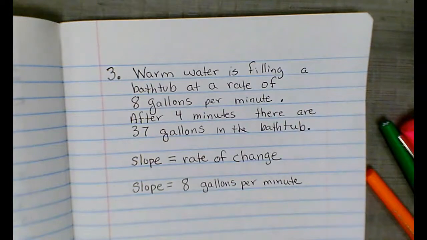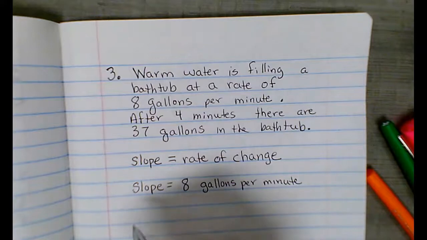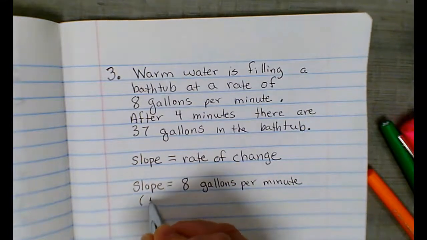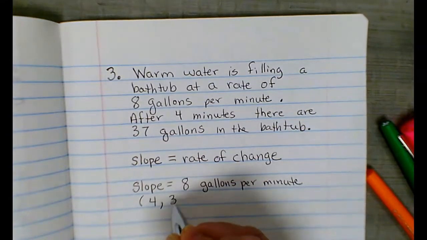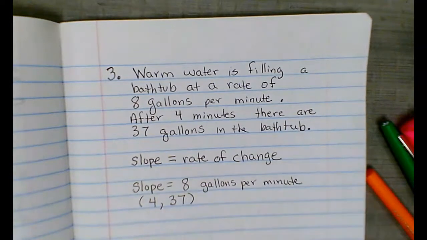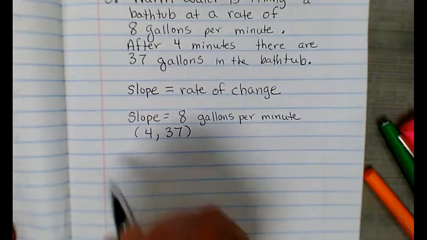Increasing, by the way. Is this water going into the tub or going out of the tub? It's into the tub, so that would be a positive slope. If we pulled the drain and the water was going out, that would be a negative slope. What else do we know? We know that at 4 minutes, there were 37 gallons. That makes a point. We have a point and a slope. Which formula do you think we will use?